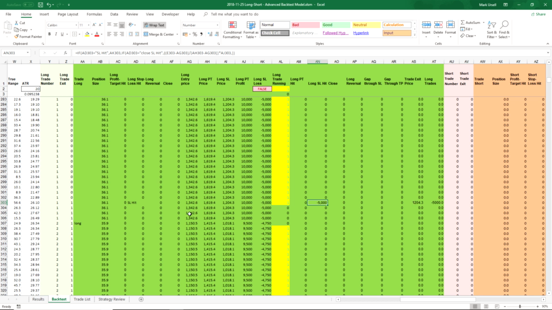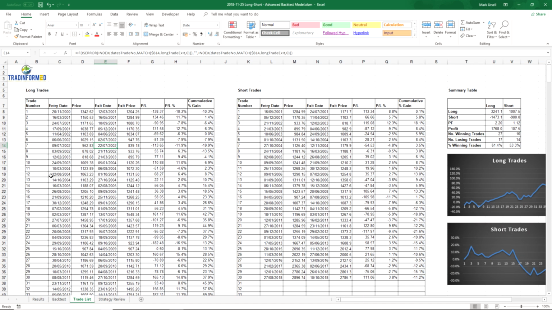Now there is another way to view each trade, and this is to go on the trade list tab. And we can look at exactly the same data, but in a slightly condensed format. We see the entry date, the price, and the exit date. We also have some other information. Here we have the profit and loss in terms of points. And again, the profit and loss, and this time in terms of a percentage.